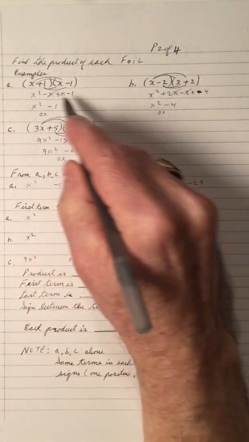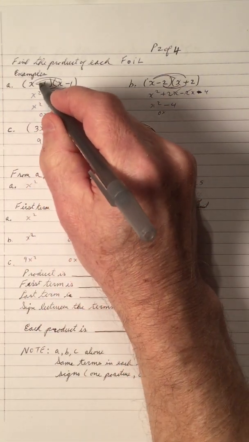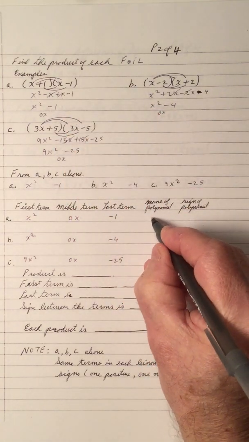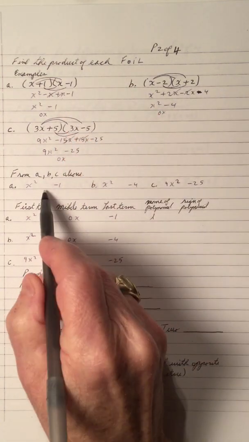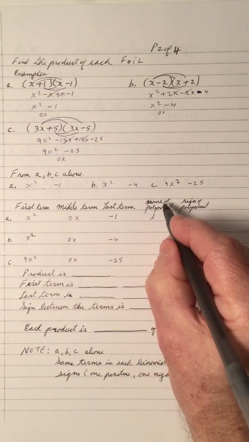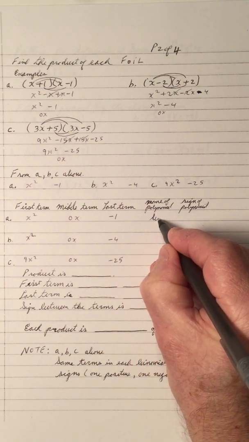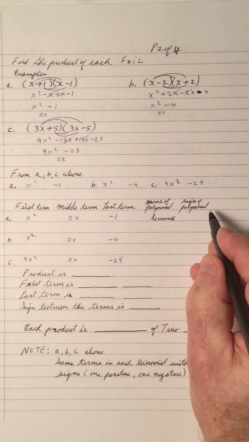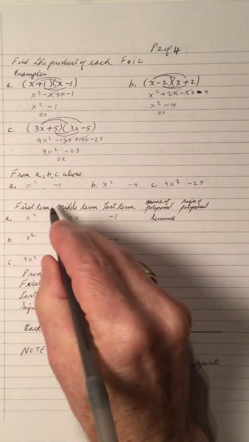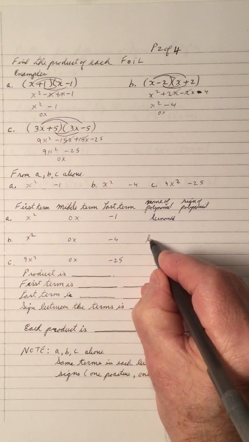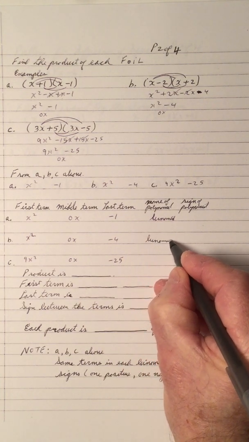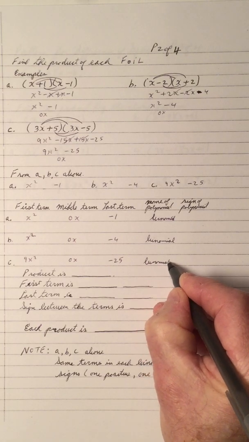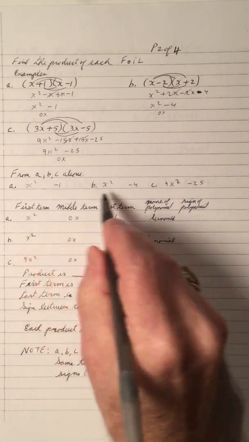And when you multiply these, notice when you multiplied this binomial times this one, we ended up with a binomial. The product, these are binomials. So they're all binomials. That's two terms, binomial. Two terms.